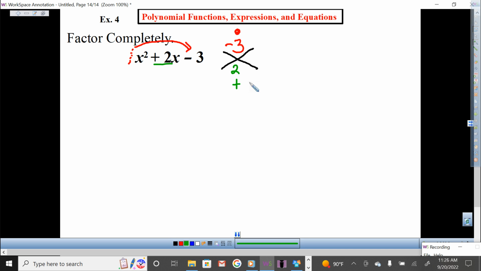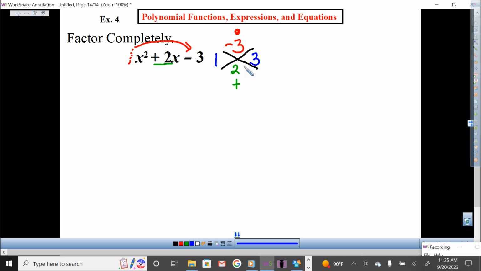2. Now, these are tricky because your noodle's going to want to play tricks on you. Watch. What numbers multiply to give me 3? 1 times 3. But if we multiply them, we need to get a negative 3. That means that one of these two has to be a negative. Now, let me show you how to figure that out without thinking about it too much. Look up, please.